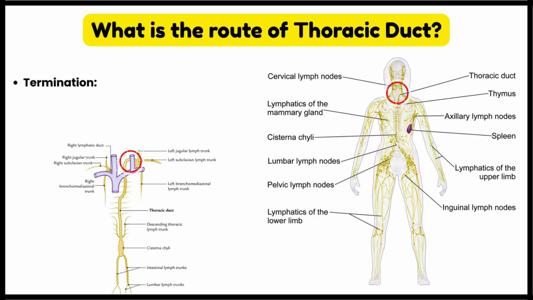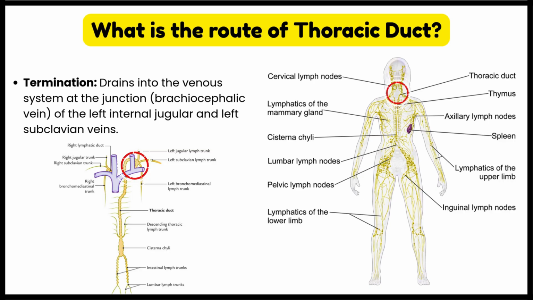Termination of the thoracic duct. The thoracic duct eventually drains into the venous system, at the junction of the left internal jugular and left subclavian veins.